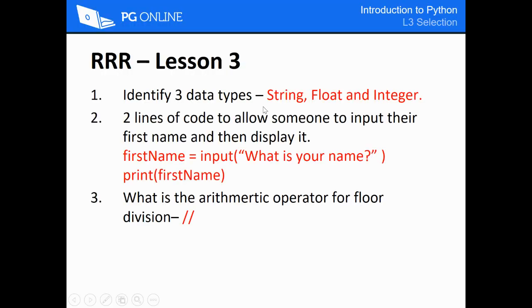The answers to the first questions are as follows. Identify 3 data types: you have string, float, or integer. You could also have Boolean. The 2 lines of code to allow someone to input their first name and then display it are what you learned in the previous lesson. You could have first name equals input, what is your name, like is displayed here, and print first name. And the arithmetic operator for floor division is a double slash.